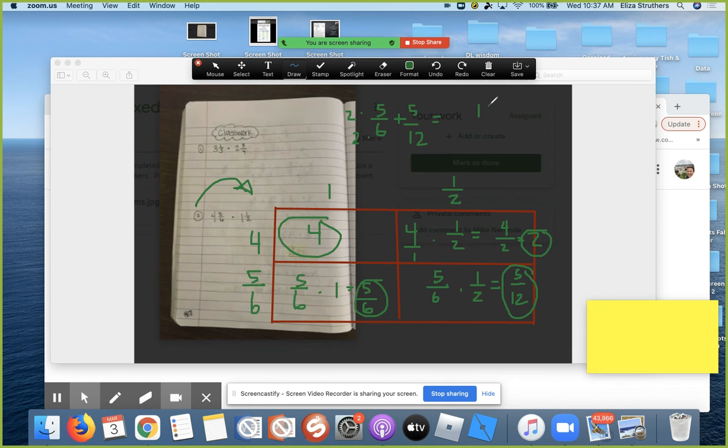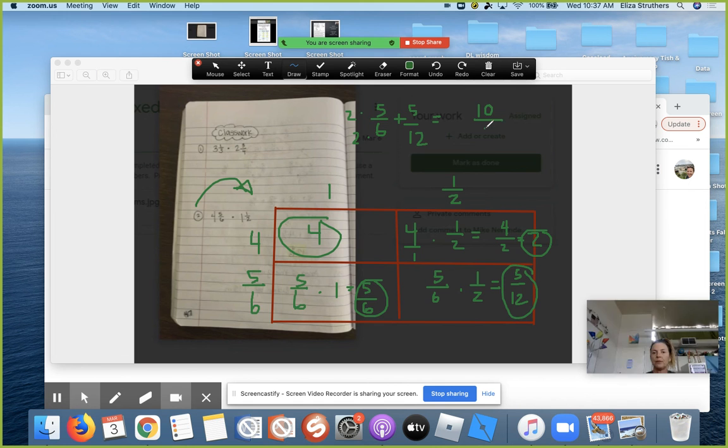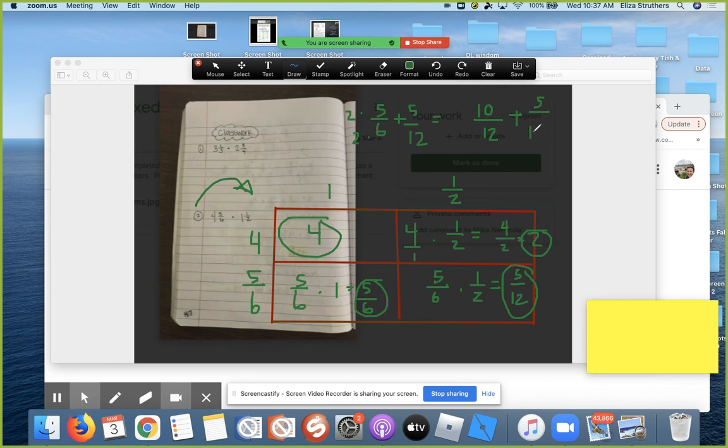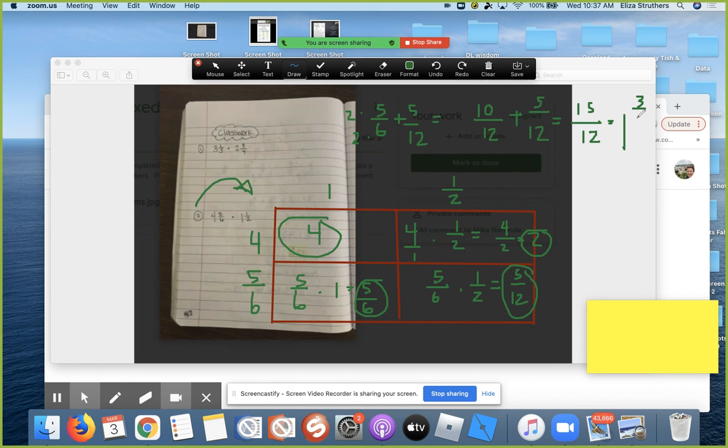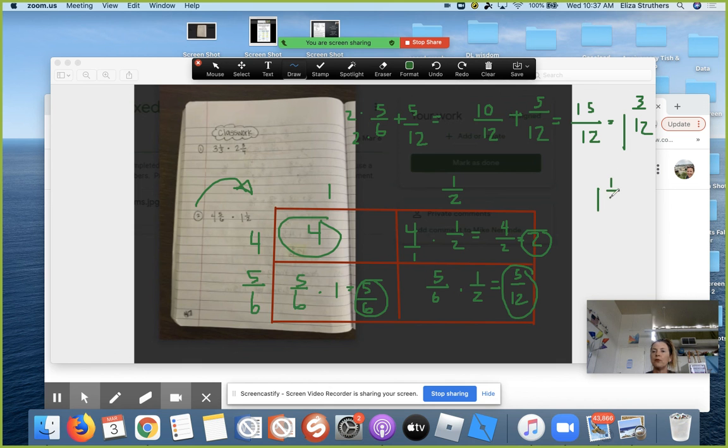6 times 2, maybe? 10/12, that's right, plus 5/12. What's 10 plus 5? 15. All right. Do we have an improper fraction? We do. And we know that's a whole number, right? Because there's a group of 12/12s inside there, right? So there's 1 and 12, 13, 14, 15, and 3/12. And then that simplifies to 1 and 1/4.